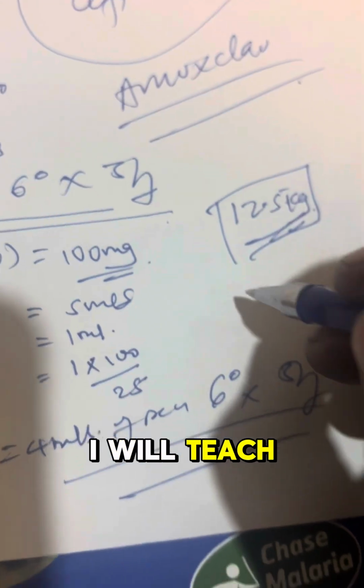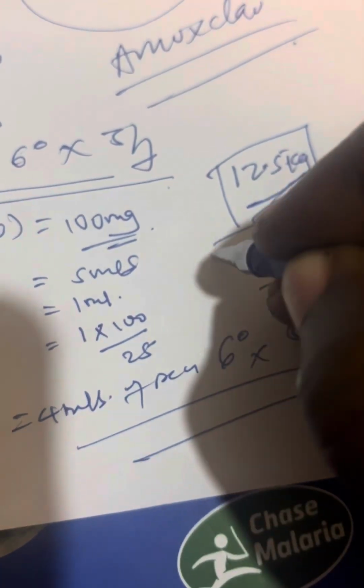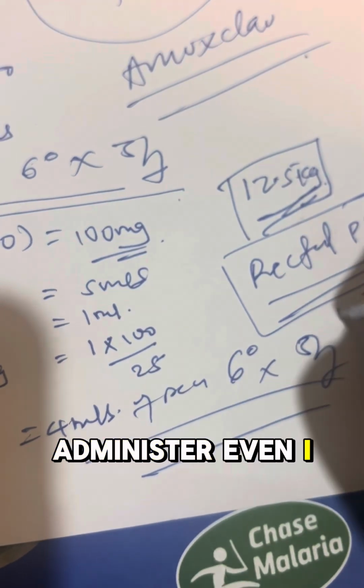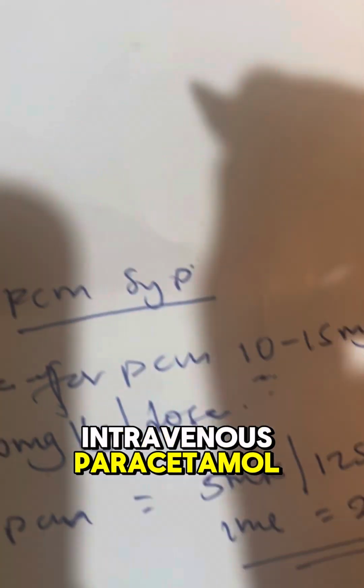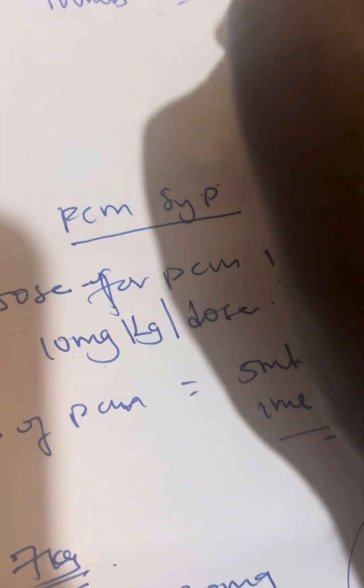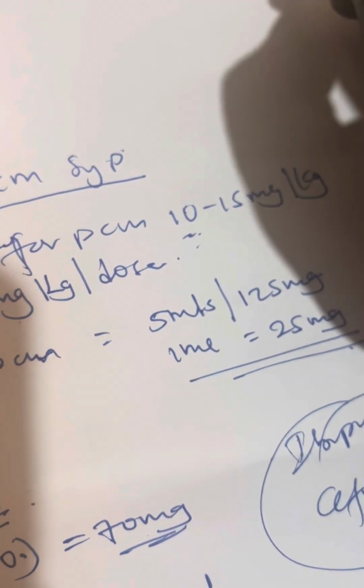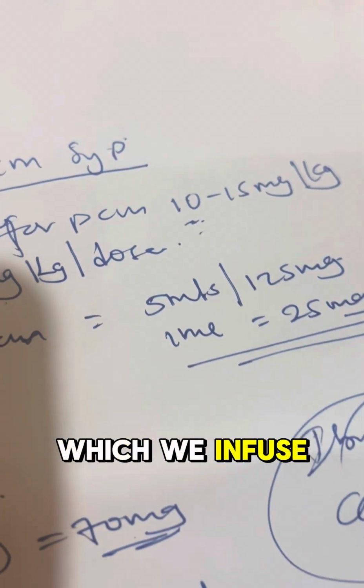Even rectal, I will teach you how to get rectal PCM, the dose for rectal PCM, and how to administer. Even IV, but IV, I think I can go through IV here, intravenous paracetamol. It is the same. The dose is the same, IV. But we know 100 mils of solution contains 1,000 milligrams of PCM. That bottle of paracetamol which we infuse.